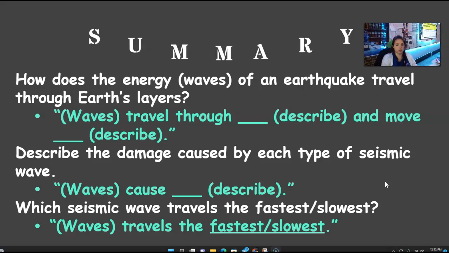Describe the damage caused by each of the seismic waves. P waves cause blank damage. S waves cause blank damage. L waves cause blank damage. Which seismic waves travel the fastest or the slowest? Blank waves travel the fastest. Blank waves travel the slowest.